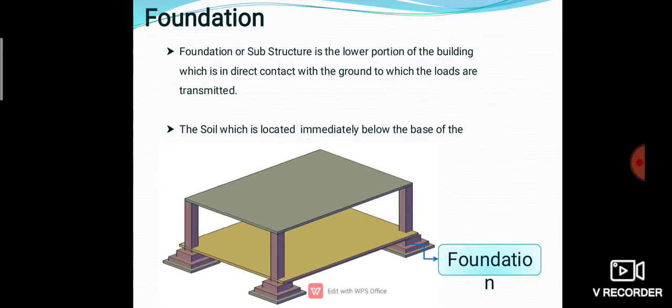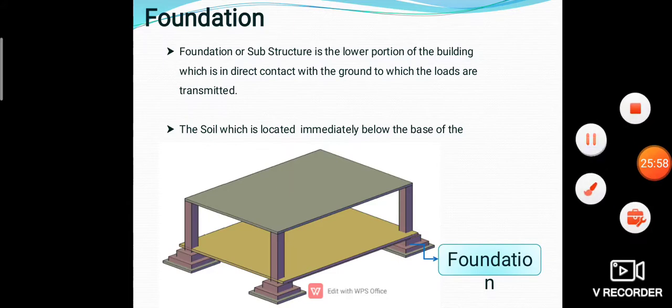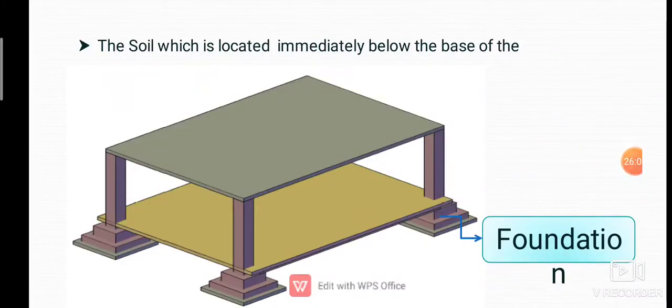Then roof. This is the top covering of a building. It may be a flat concrete slab, timber, sloping roof, or steel or AC sheet roofs. For sloping roofs, Mangalore tiles, clay tiles, slate may be used as a covering. Okay, then what about windows?